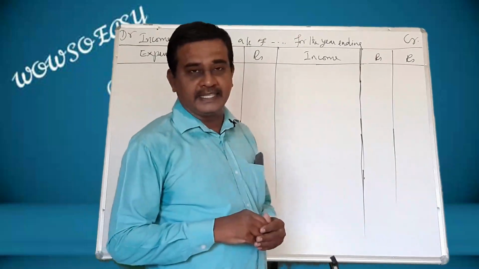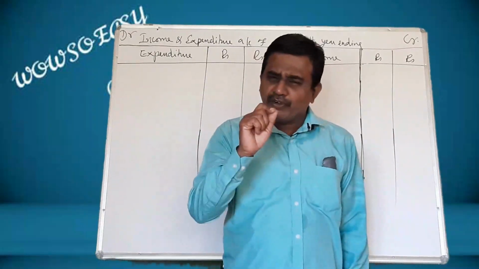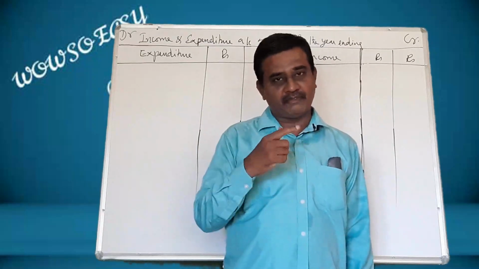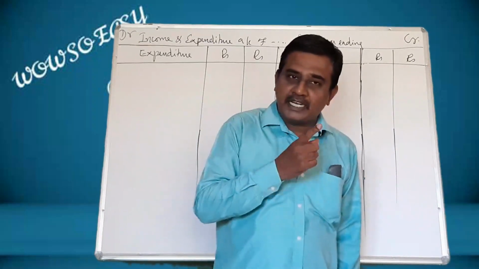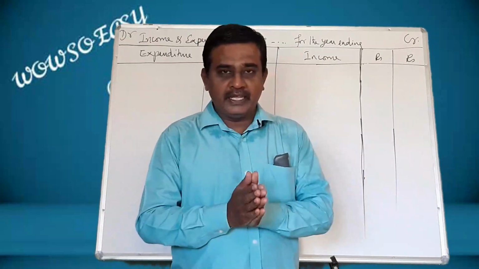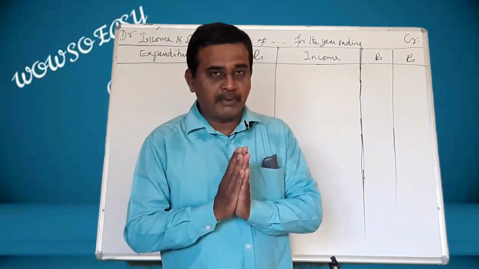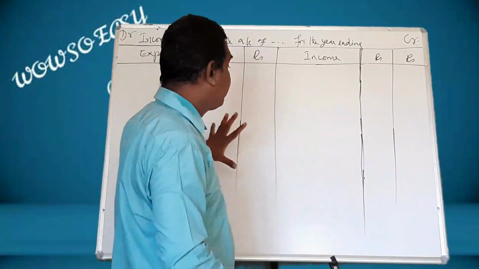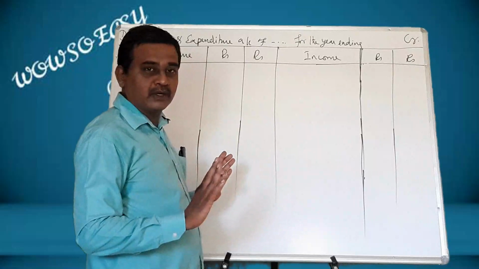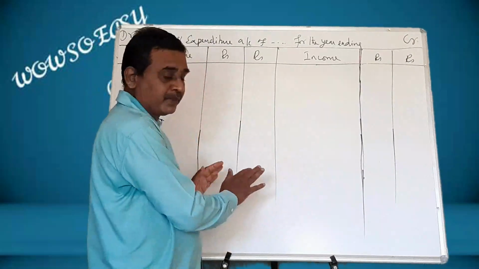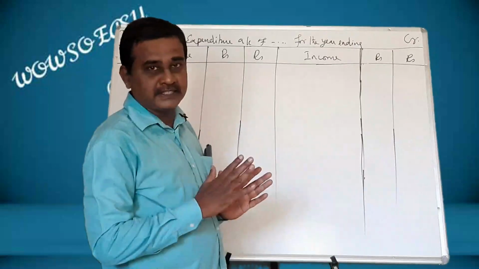Leave it. And then see every item carefully, whether it is a capital receipt or revenue receipt, whether it is capital expenditure or revenue expenditure. Remember, only revenue items will be brought to this account. Capital receipts or capital expenditure will not be brought here. They will be taken to the balance sheet.